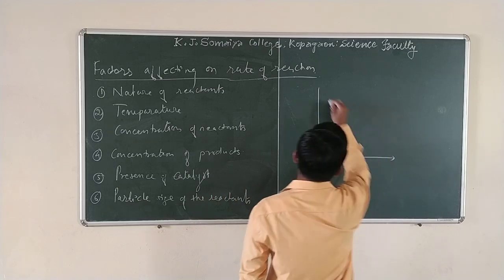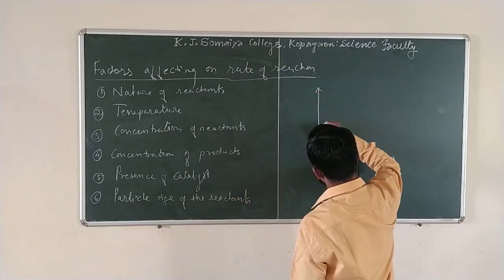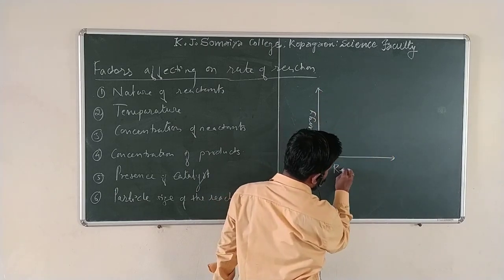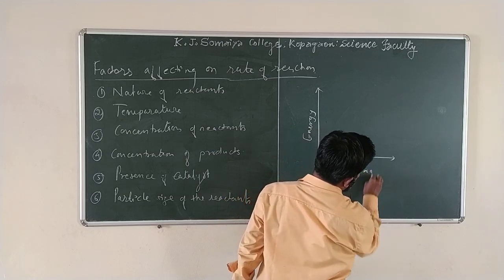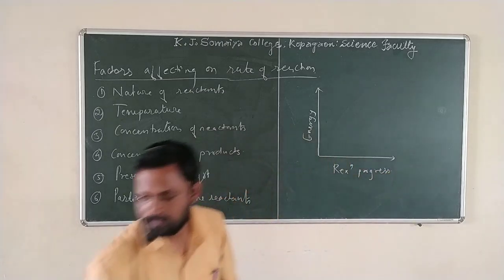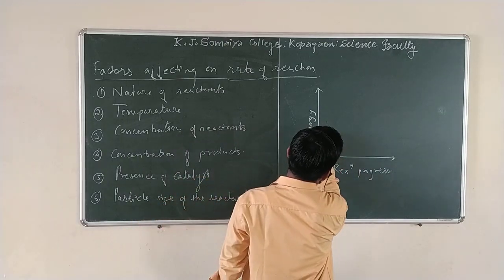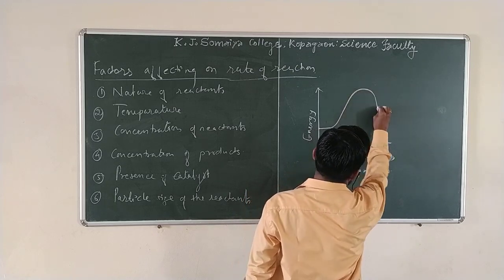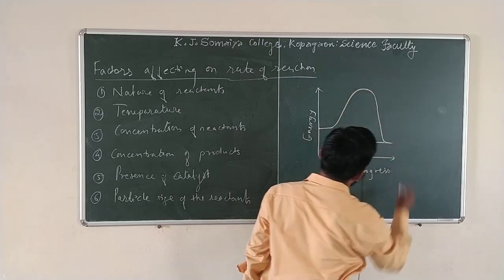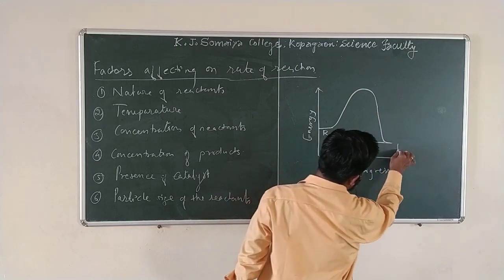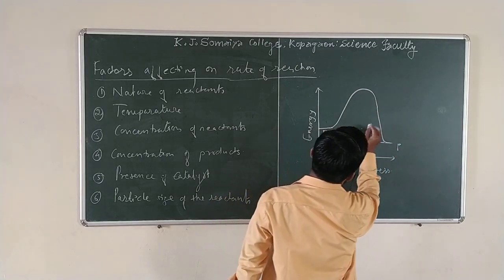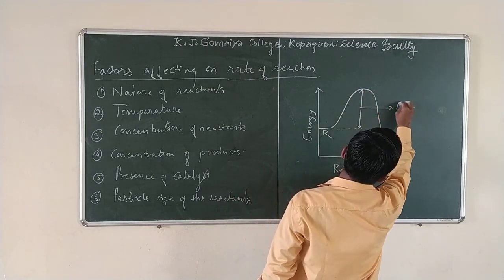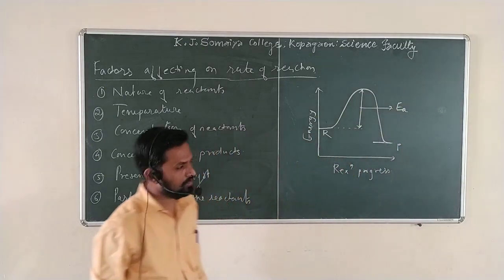Again, I will draw one graph here. Here we can say energy. What is the mechanism of a catalyst? Energy, and this is the reaction progress. Suppose these are the reactants and these are the products. This is the energy profile diagram. Remember, this is the reactants, these are the products, and we know what the energy of activation is. This is the energy of activation, or activation energy.